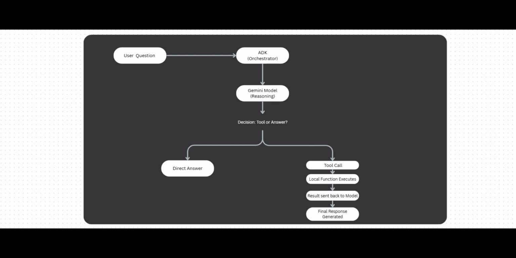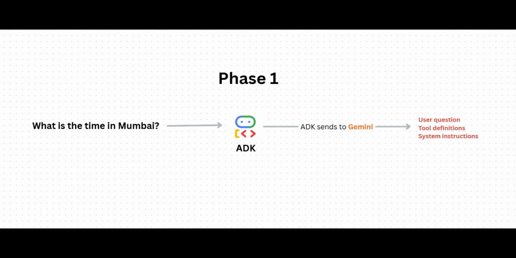Behind the scenes, this entire flow happens in milliseconds. This visual understanding is extremely important because it clarifies where reasoning happens, it clarifies where execution happens, and it clarifies the agent's role. Without understanding this, building advanced agentic workflows becomes confusing. We clearly understand the architectural flow visually, so let's go even deeper and break it down phase by phase.